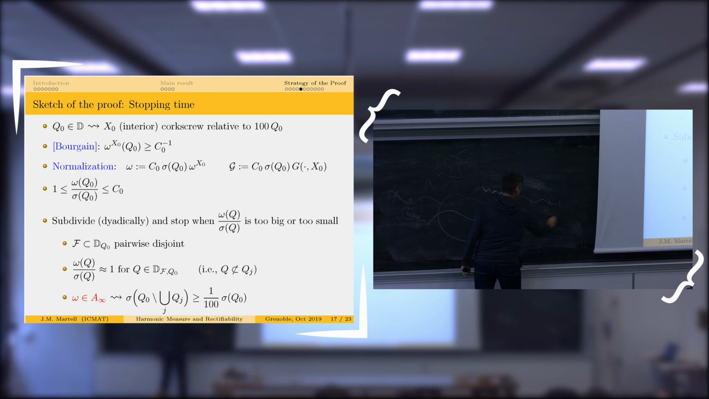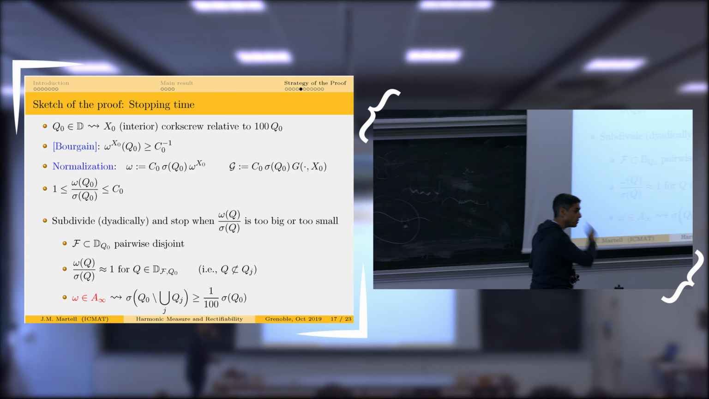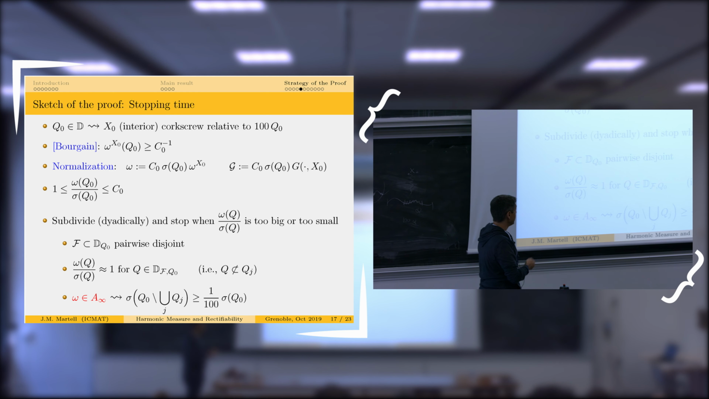so this is Q, this is 100Q, the corkscrew is going to be here. What this is saying is that you have some probability of reaching the cube Q. So in terms of this probability approach that I mentioned before, this is what this is saying. Okay? So this is an estimate from below.